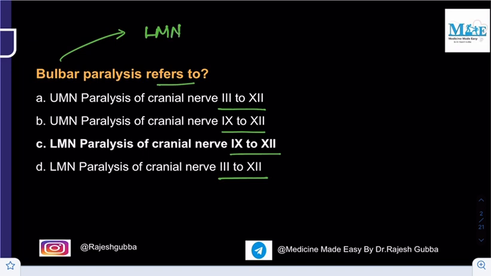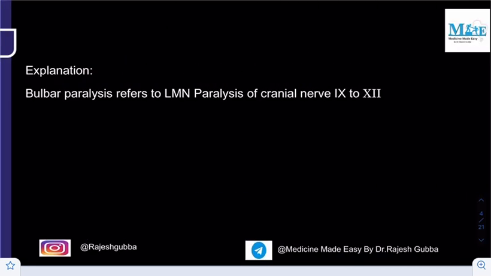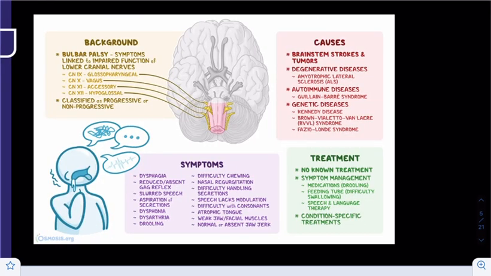And which cranial nerves are affected in case of bulbar paralysis? That is, the cranial nerves 9 to 12 are paralyzed in case of bulbar paralysis. And these cranial nerves 9 to 12 are present mainly within the medulla oblongata. Now, let's see the detailed explanation of various etiologies and the clinical features in these patients with bulbar paralysis. As I have said, 9, 10, 11, 12. These are the cranial nerves which are being paralyzed.